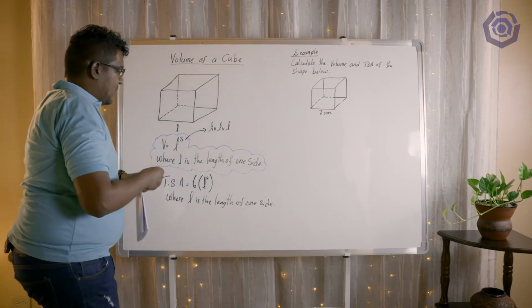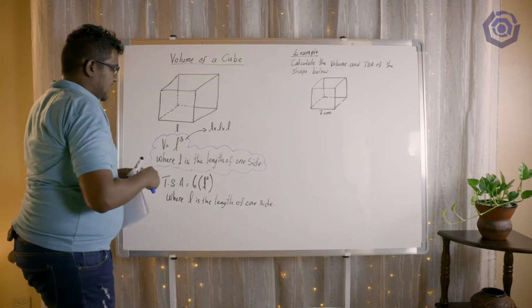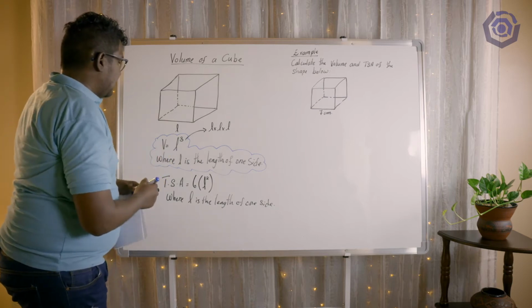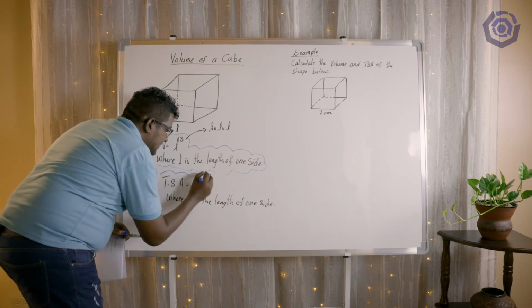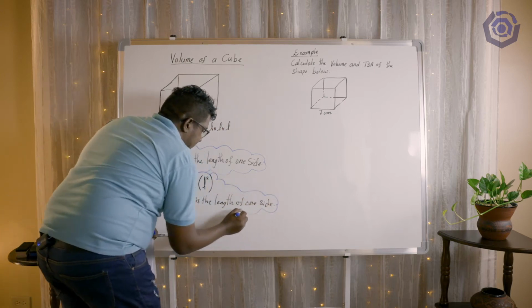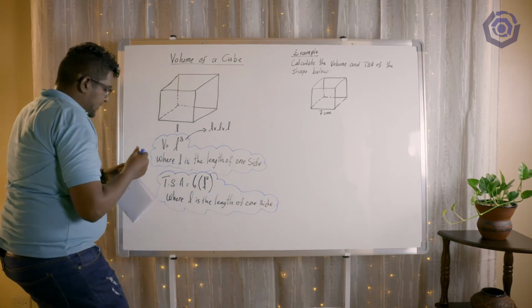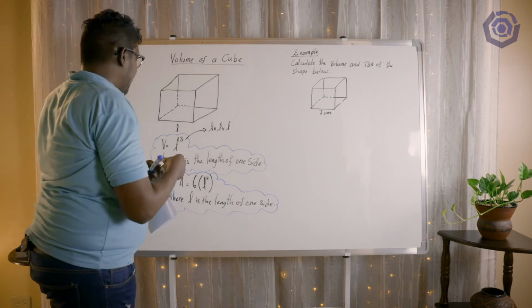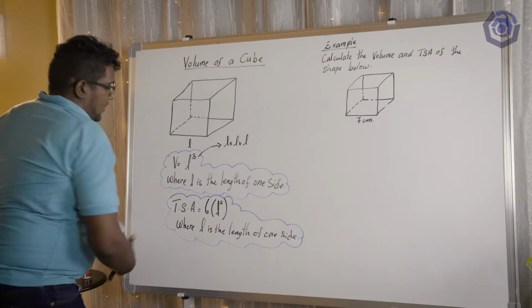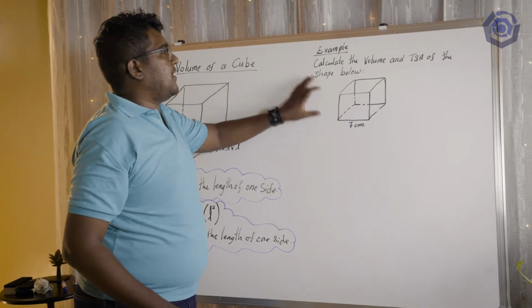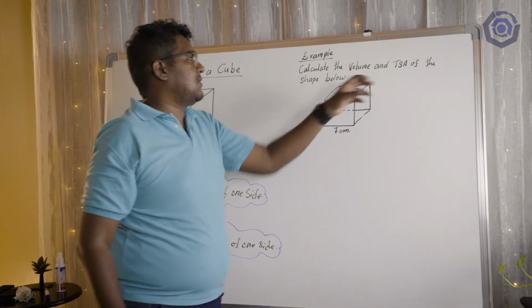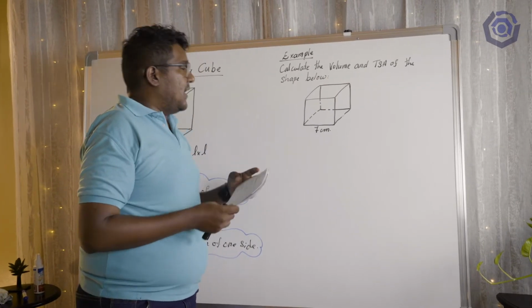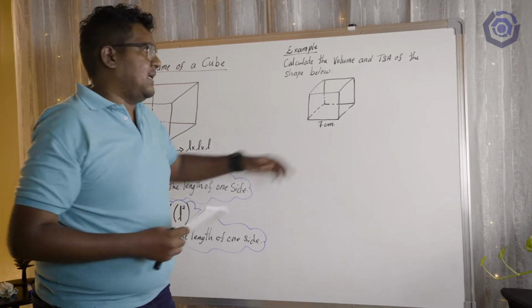So the two formulas that we're working with are volume equals L cube and total surface area equals 6L square. Now let's use these two formulas to work the example that we have across there. Now you have a cube here. Calculate the volume and total surface area of the shape below. And if you notice, they only gave us 7 cm.